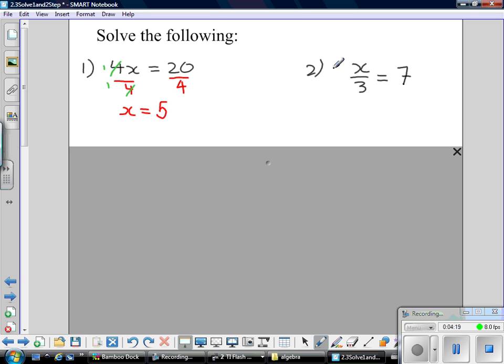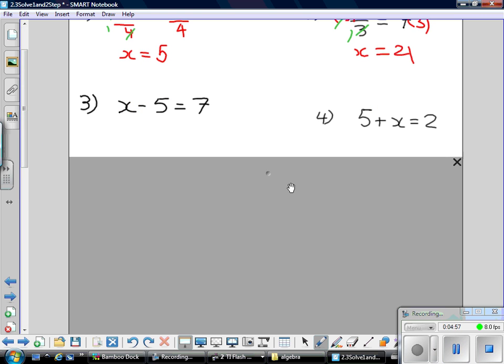Okay, let's look at the next one. It says x over 3 equals 7. Well, that's the same as x divided by 3 equals 7. The opposite of dividing is multiplying. So I'm going to put the multiplying like this. The reason I did that is the same as the last one: 3 divided by 3 is 1. So I have 1x equals 21. And moving on down to the next question.